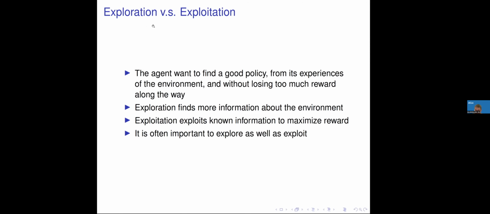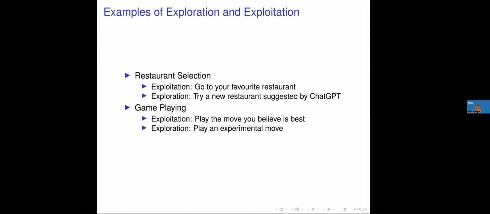So in practice, we need to balance this exploitation and exploration. So there's a trade-off. To give you an example, we want to select a restaurant to go for dinner. If you want to do exploitation, which means you just go to your favorite restaurant. Or if you want to do exploration, then probably you want to try a new restaurant suggested by, in the old days, maybe Yelp or Google. Now people may just ask ChatGPT, right?